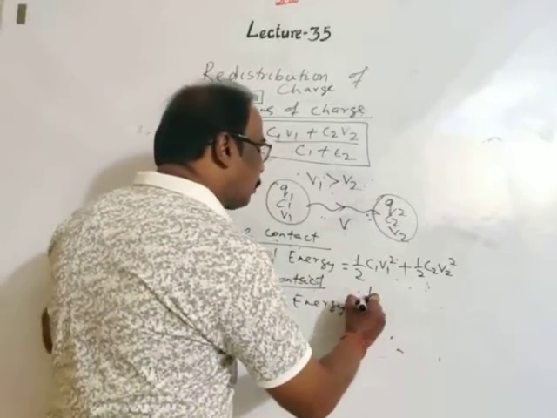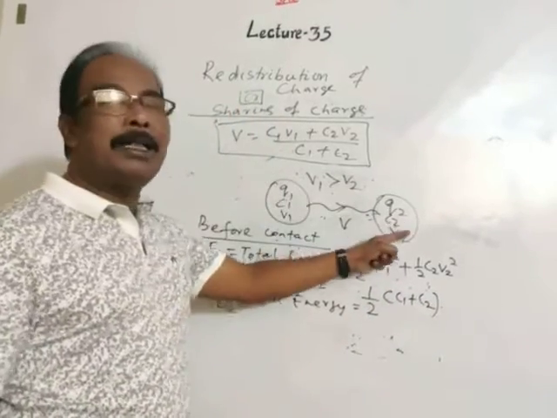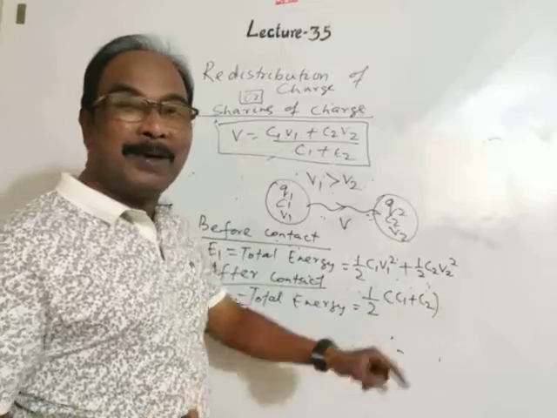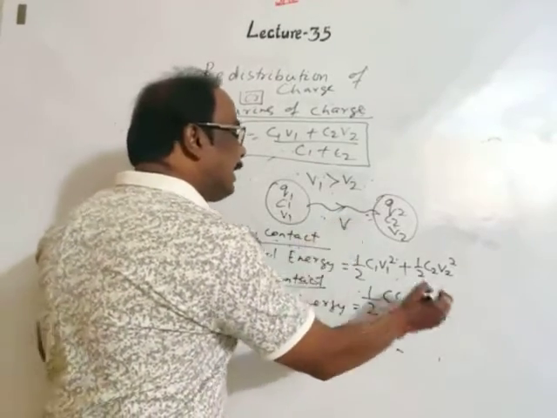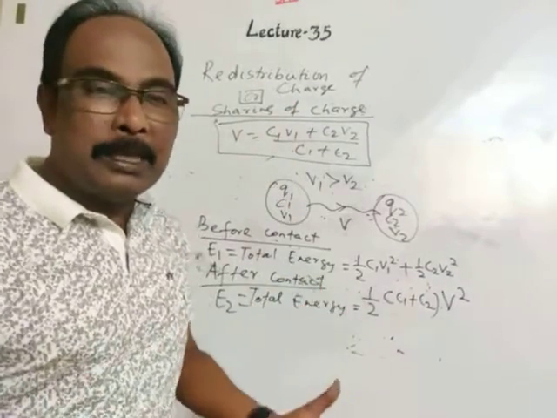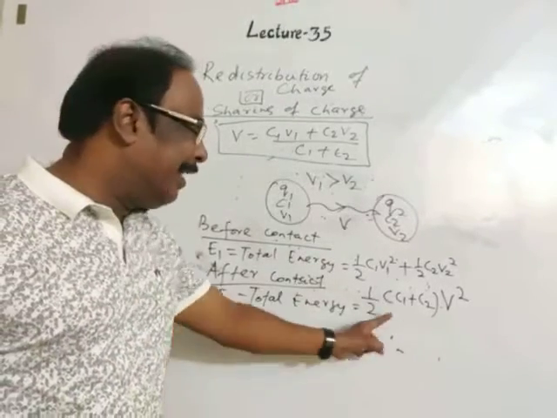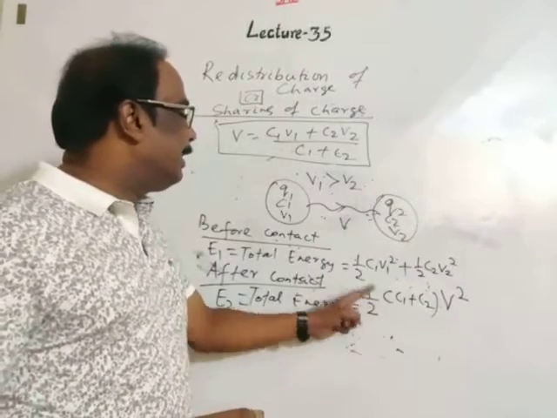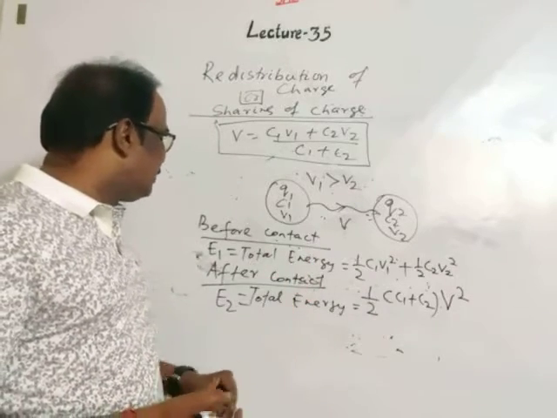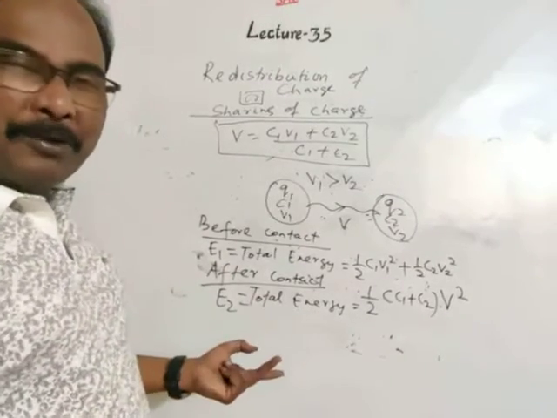Then after contact, total capacitance is C1 plus C2, as we have discussed. Both the bodies or both the capacitors attain common potential, so the equivalent capacitance is C1 plus C2, and the potential is V, which is common. In place of C, we take C1 plus C2, meaning total capacitance, since both have the same potential, again in the same form, half CV square. This is initial energy and this is final energy. This is energy before contact, this is energy after contact or after connection.